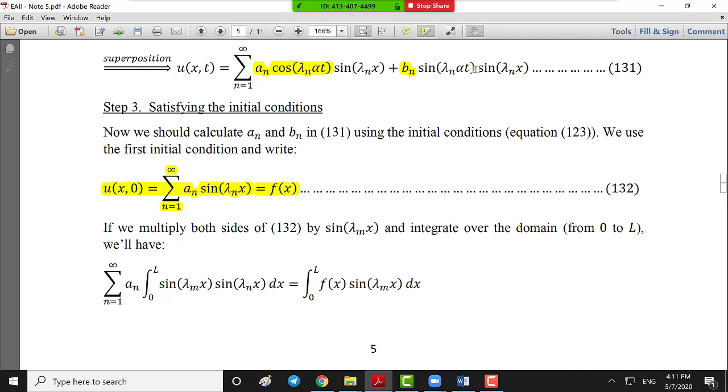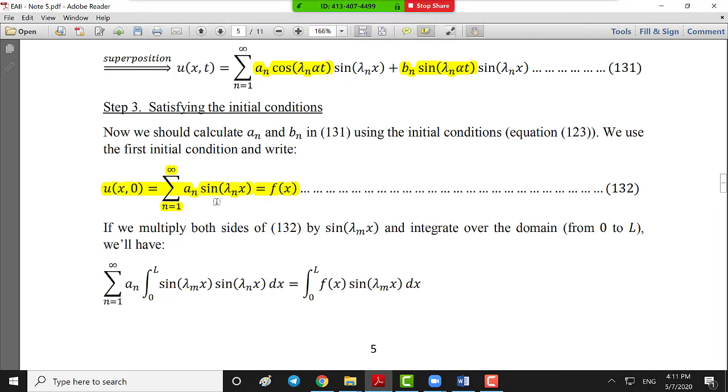And these sine terms are going to turn into 0. So what you're left with is this part only when cosine is equal to 1. So you're going to get sigma n from 1 to infinity a_n sine of lambda n x, right?